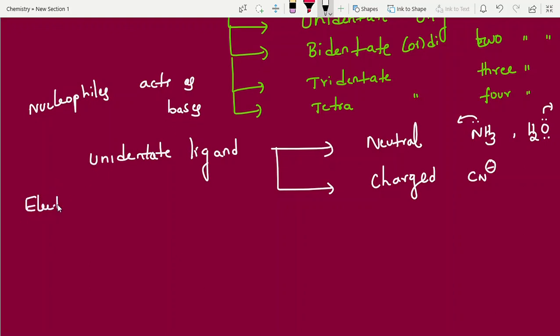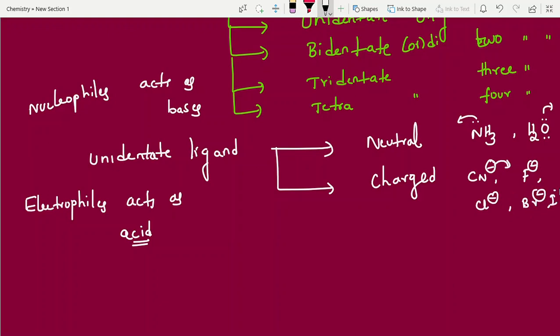Next, electrophiles act as acids, Lewis acids. Okay, here this is the charged one. Only one it can donate electrons. Next one, F minus, Cl minus, Br minus, I minus. Like this, all you can write. Next, type 2. What is this? Bidentate ligand.